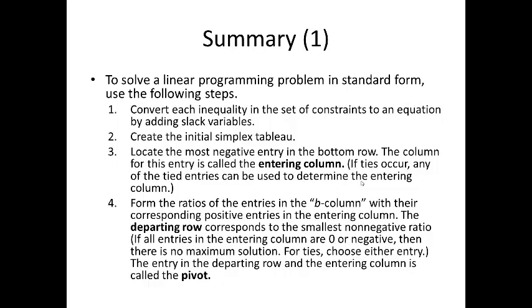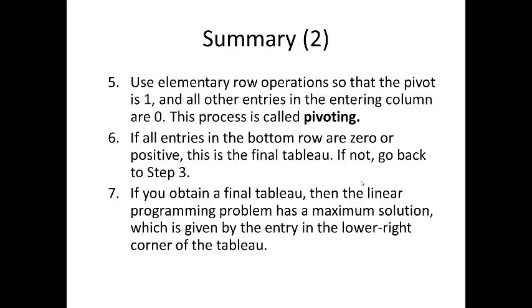Then we select the row with the smallest ratio when we divide the constant by the corresponding column entry, and that's called the departing row. A lot of times when you see the simplex method being illustrated, you have the entering variable and the departing variable, so you can keep track of the selections, and sometimes that's kept in the far left hand column. Then we use row operations so that the pivot is 1 and all other entries in the entering column are 0. This is called pivoting, and it's similar to Gaussian elimination again.